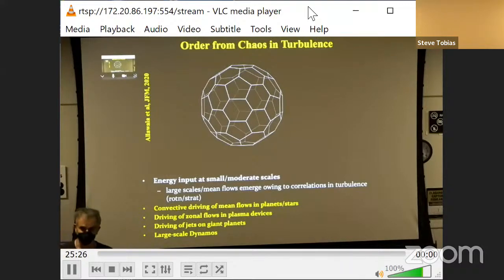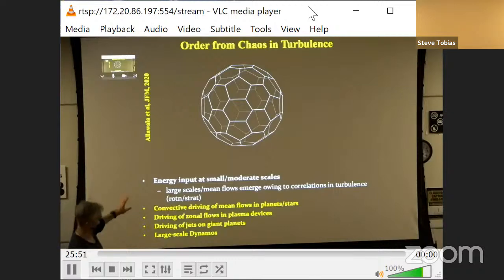So it's the small scales that drive the large scales. Some people call this an inverse cascade, but it doesn't have to be an inverse cascade. So the large scales emerge, and this is the key, due to correlations in the turbulence, and the correlations come from some underlying constraint. Okay.